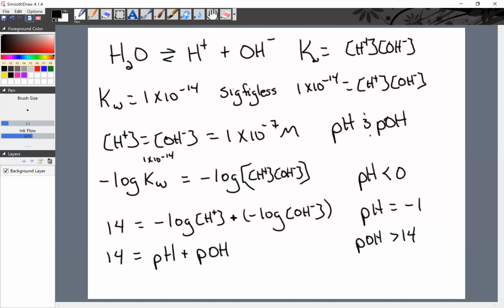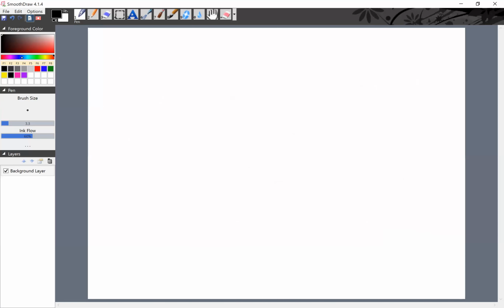All right, let's just do a couple calculations. If I have a proton concentration of 2.3 times 10 to the minus 4th, I want to know what the pH is. I want to know what the pOH is. I want to know what the hydroxide concentration is. If you know one, you know all four of them.